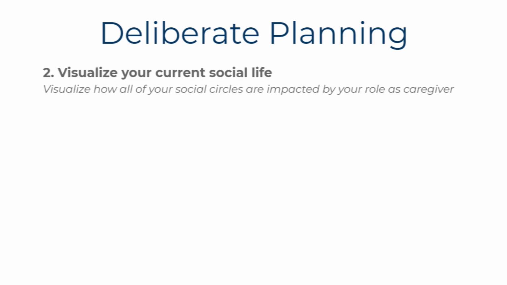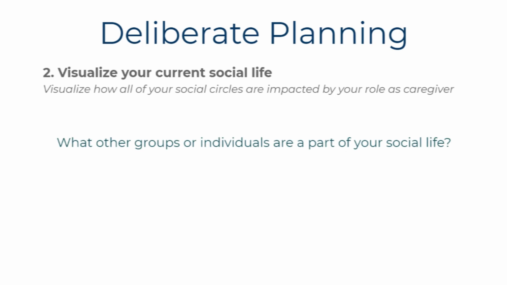Now that you've visualized your relationship with your recipient of care, what other groups are a part of your social life? In your workbook, make a list of the social groups in your life. You'll use this list to create your own social circles diagram. This list may include family, a spouse, partner, children, extended family, friends, neighbors, coworkers, church or other community groups, etc. Pause the video now and write this list in your workbook.